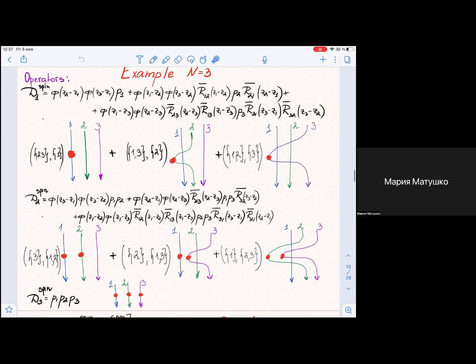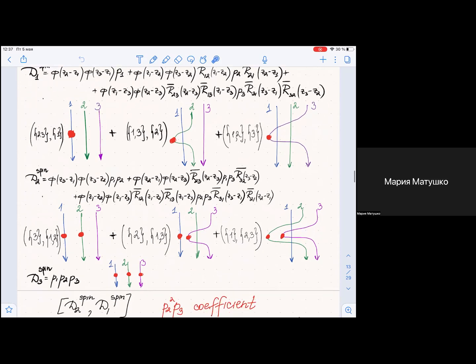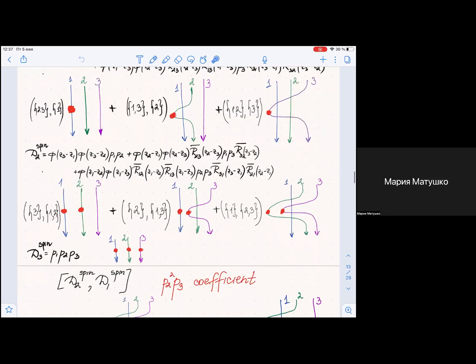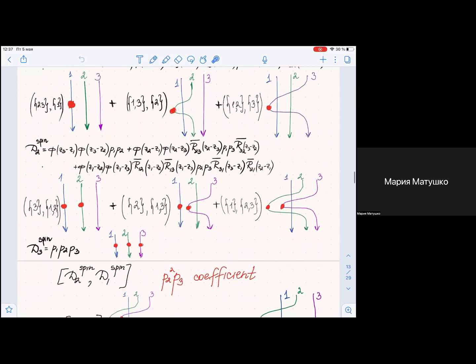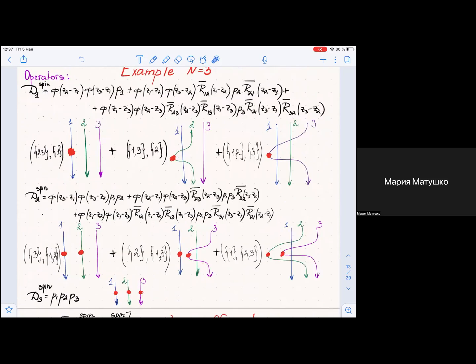The same I do for D2, but in D2 we have two shifts. So I have two dots here with R matrices. And for this item, I have this picture. And the simple operator is D3. So it's just shifts all zetas. Okay, this is the example.